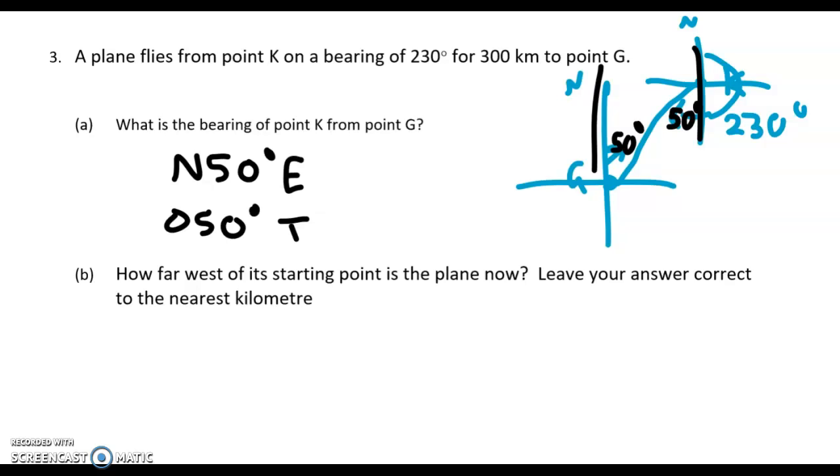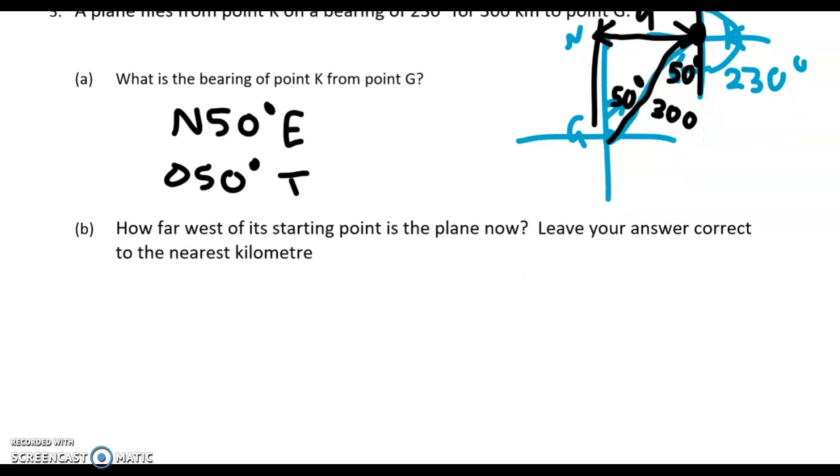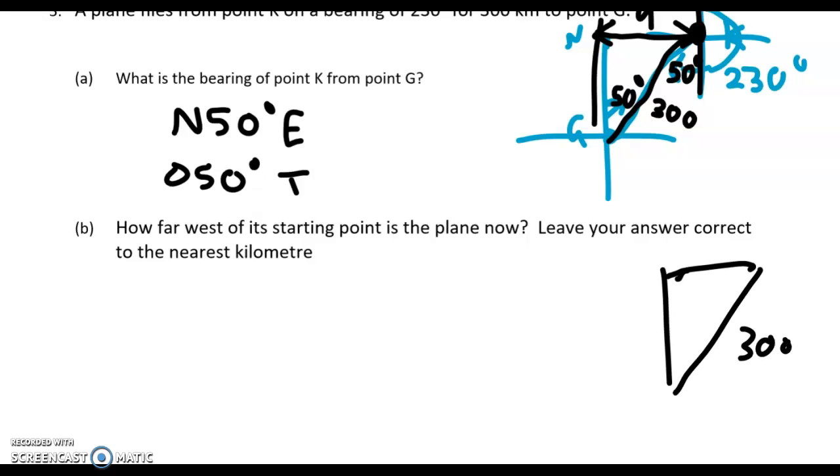How far west of its starting point is the plane now? Okay, so we want to know from where it was here, how far in the westerly direction. So what's that distance there? The only thing we didn't include in our diagram to this point was the fact that this long diagonal there was 300. And so actually if I pull out a diagram, I've got a little triangle that looks like this. I've got 300 there, I've got 50 here, and I want D up the top. And that's a right angle.